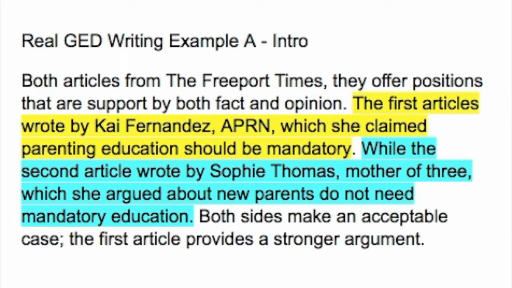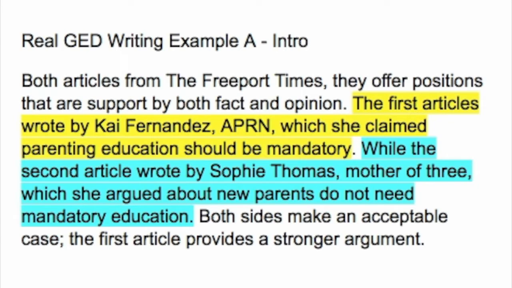So next, the writer continues to say, the first article wrote by Kai Fernandez, APRN, which she claimed parenting education should be mandatory. That would be like author A's position in the formula. And then the part in the light blue color says, the second article wrote by Sophie Thomas, mother of 3, which she argued about new parents do not need mandatory education. That would be like author B's position. So the writer started off with a topic sentence, and then listed the two authors' positions here, which is exactly what you want to do.